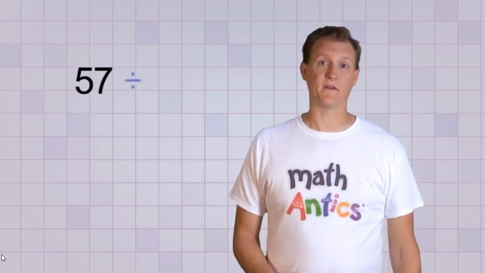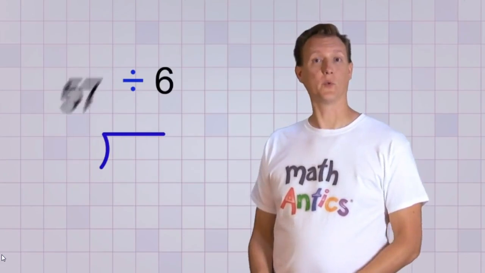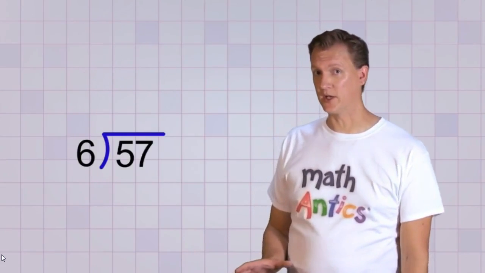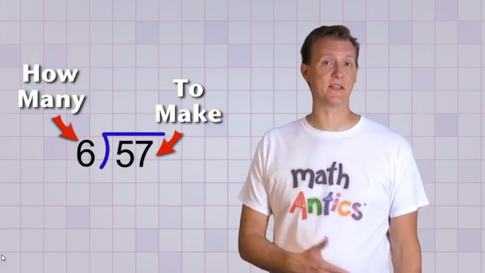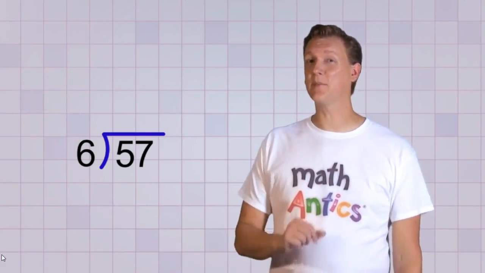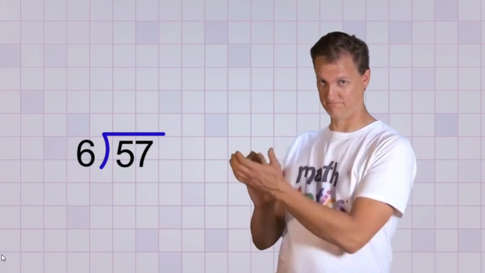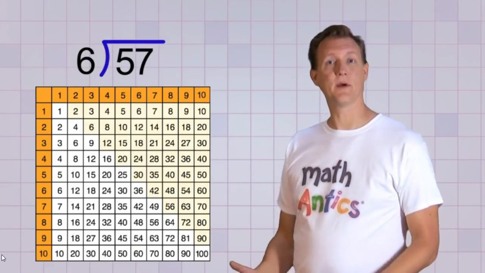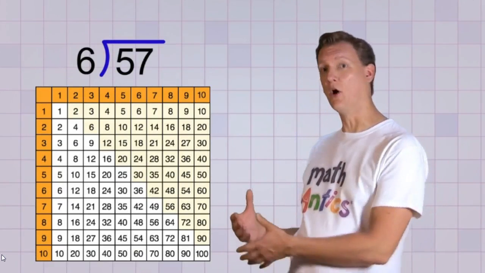Let's do 57 divided by 6. First, we set up our problem, and then we ask the question, how many 6s do we need to make 57 or almost 57? Well, this one's a little more tricky, so I think I might use a multiplication table to help me out.